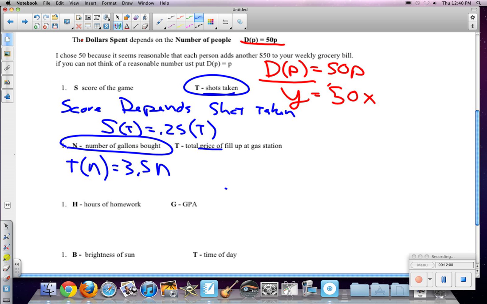Why is the number of gallons bought the independent variable? Because if you buy 5 gallons, it's going to cost you more than buying 4 gallons, right?